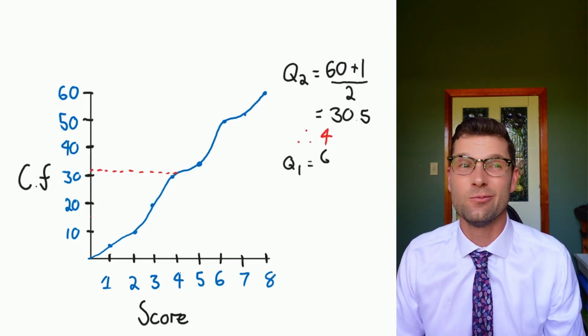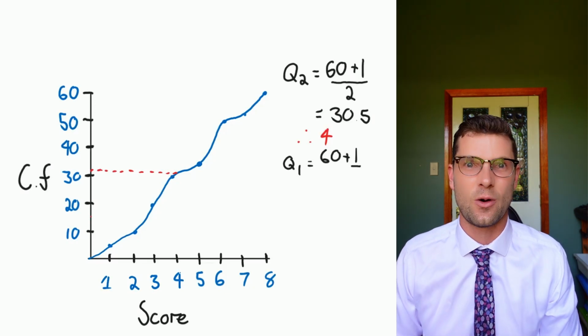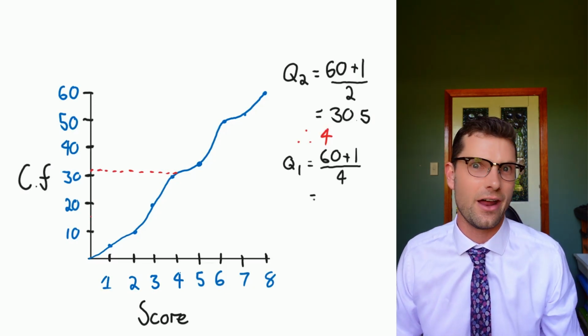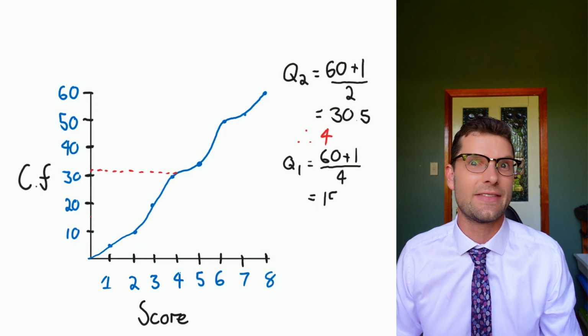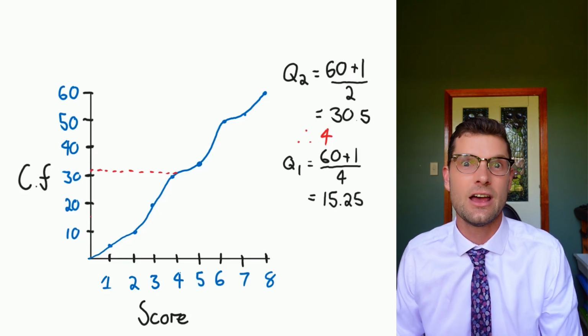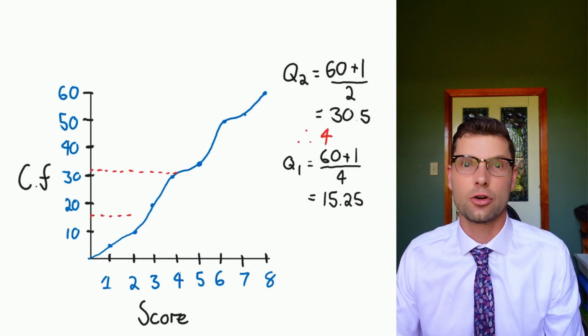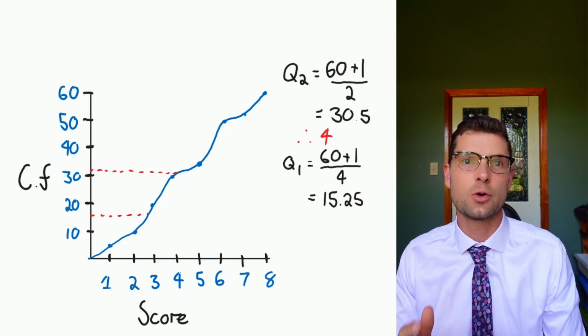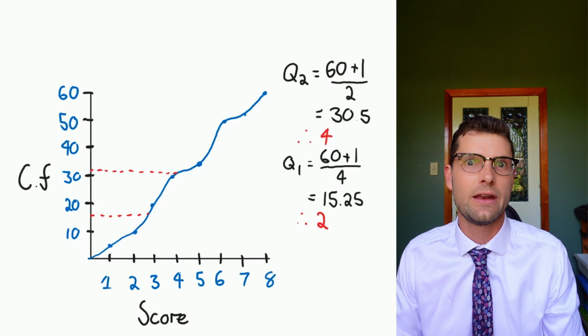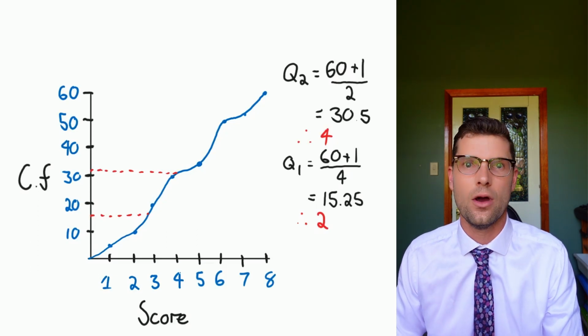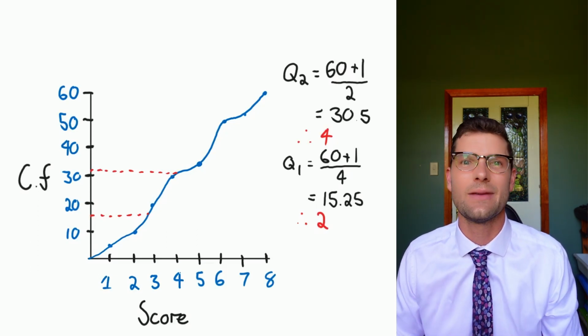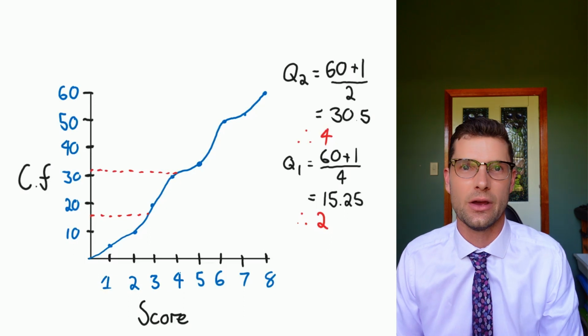Then to find Q1, all we have to do is do 60 plus 1 and divide it by 4 because we're trying to find a quartile. If we do this, we get the answer of 15.25. So the 15th score is what we're looking at. Again, if we just go across from 15, we find that it's in between 2 and 3. Because this is cumulative, that means that the answer is 2. All of those values are 2. And that's what our quartile 1 is going to be.